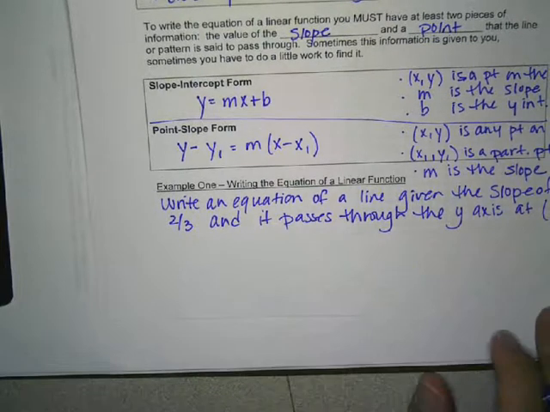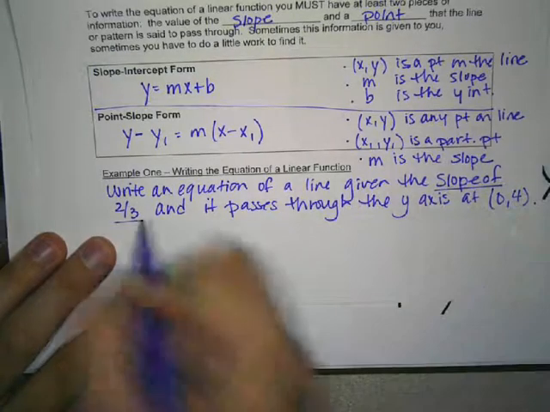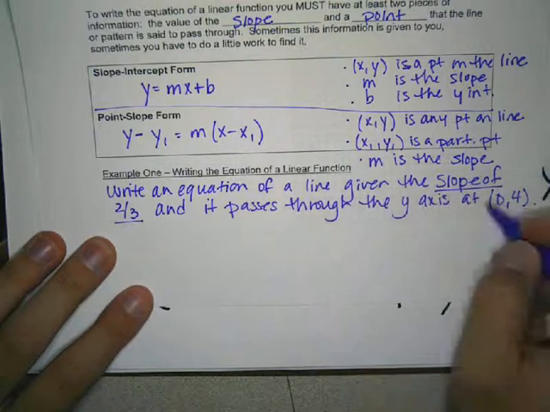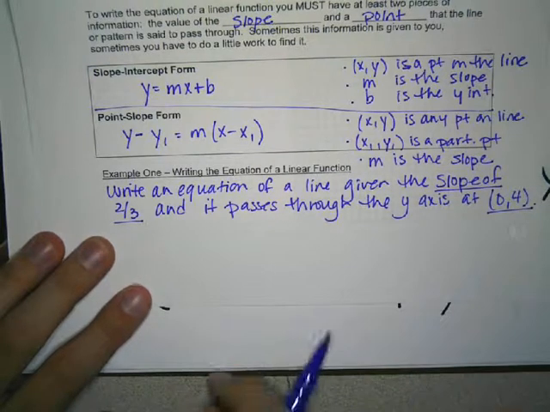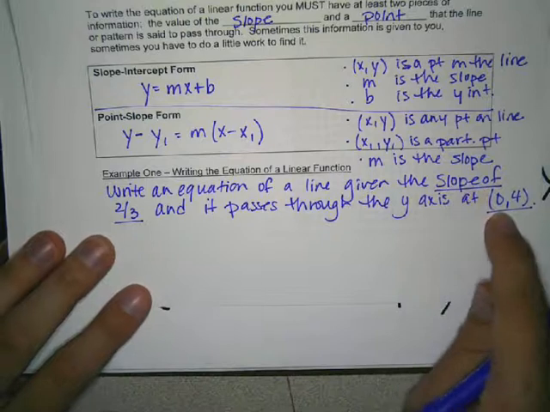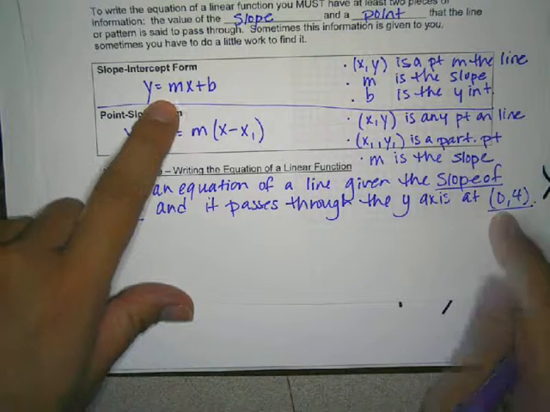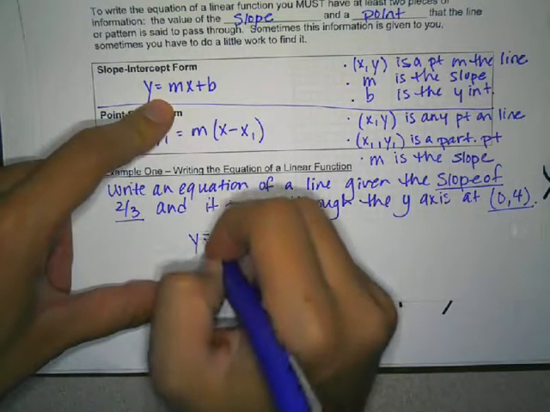Okay, so the two pieces of information it gives you is the slope of 2/3 and that it passes through the point, or passes through the y-axis at the point 0, 4. They give you the slope, they give you the y-intercept. So because they give you the slope and the y-intercept, you're going to use y equals mx plus b. So I'm going to write down the general form.